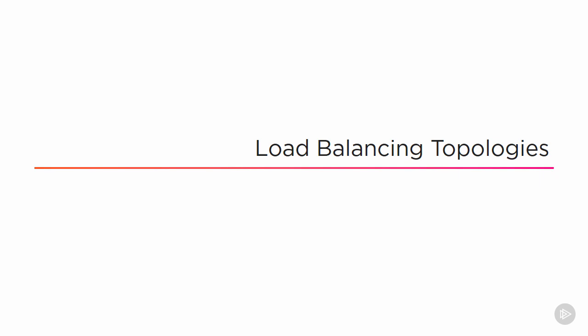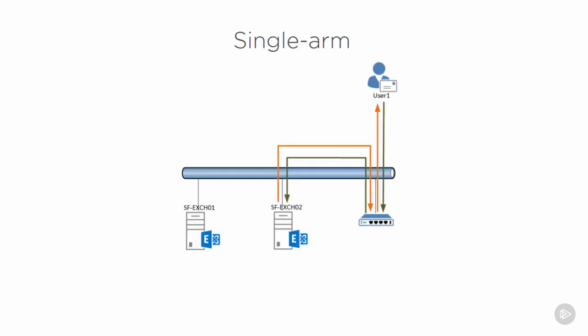Whether you're using a hardware load balancer or a virtual load balancer, you need to connect it to the network somehow so that it can perform its load balancing function. And the way that you connect it and integrate it into your network is usually referred to as the load balancing topology. And there's a few ways that you can go about doing this. The most basic topology is a single ARM load balancer deployment.